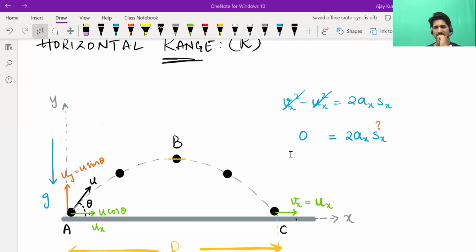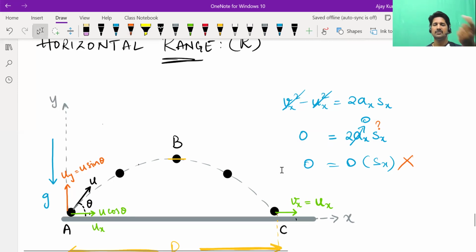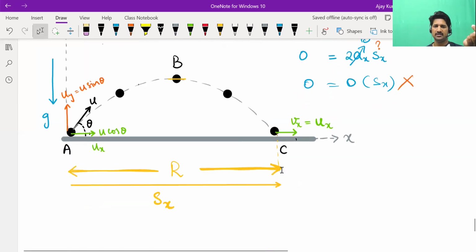Sir, acceleration in the x direction is 0. So equation is telling us 0 is equal to 0 into Sx. From this equation, we cannot find out range. Equation is correct only, but it won't help us find out the range. Now tell me, which other equation of kinematics can help us calculate displacement?